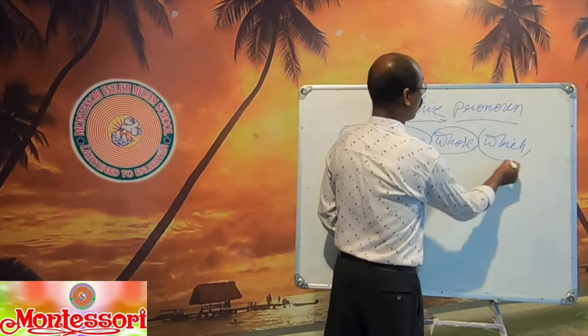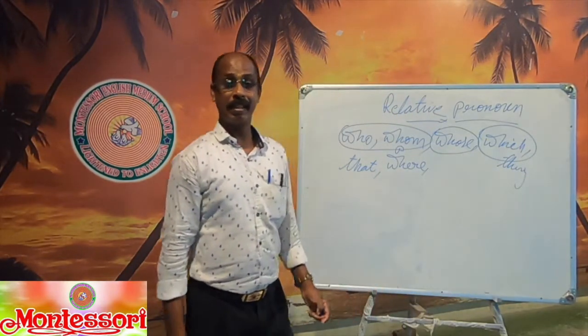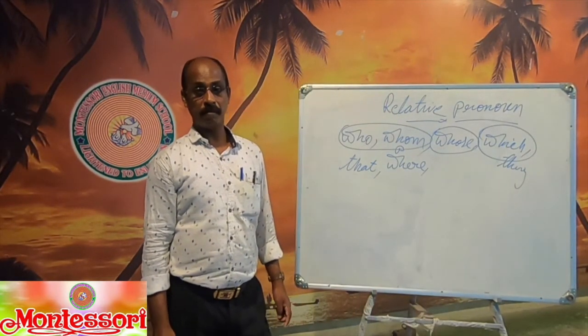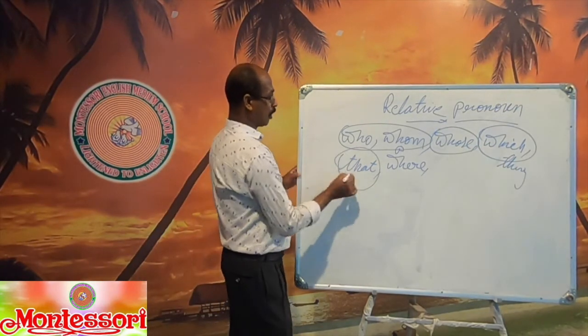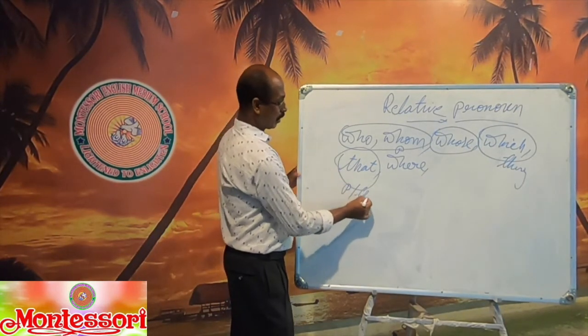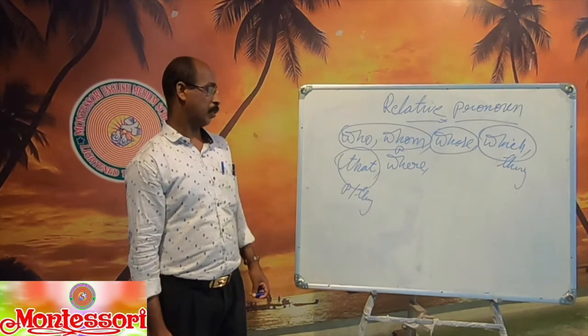Which is used only for things. Which is used for things without life, not for persons. But that is used for both persons and things. Persons and things, you can use that. Where is for place.